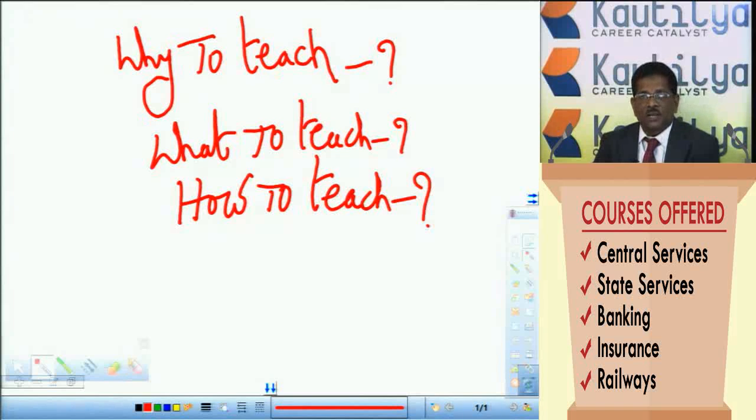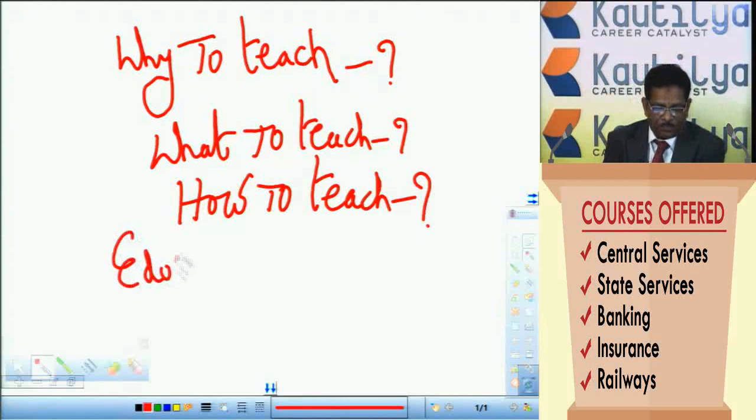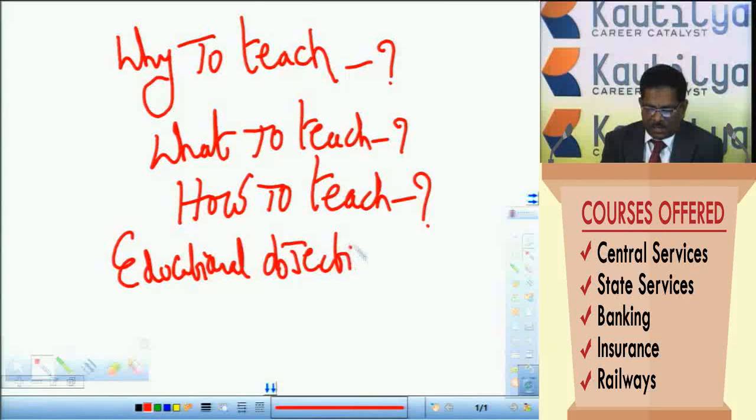Whether it is physical science or biological science or social studies or mathematics, even languages, the first and fundamental concept for the teacher is having awareness about educational objectives. These educational objectives were well bifurcated by Benjamin Bloom.